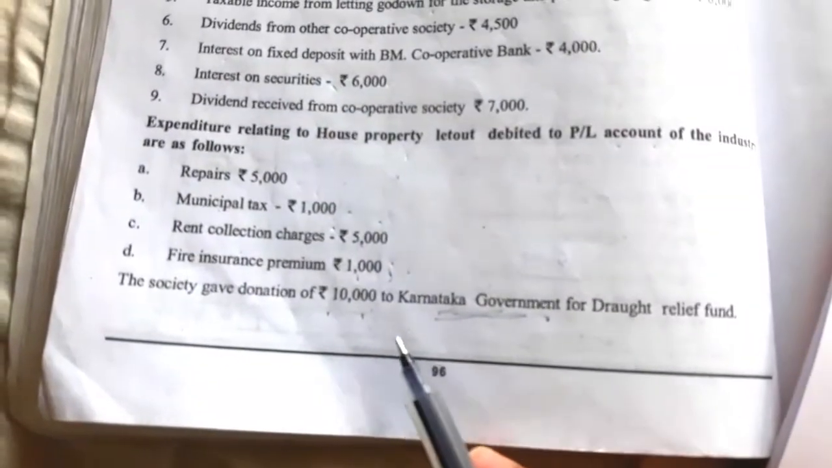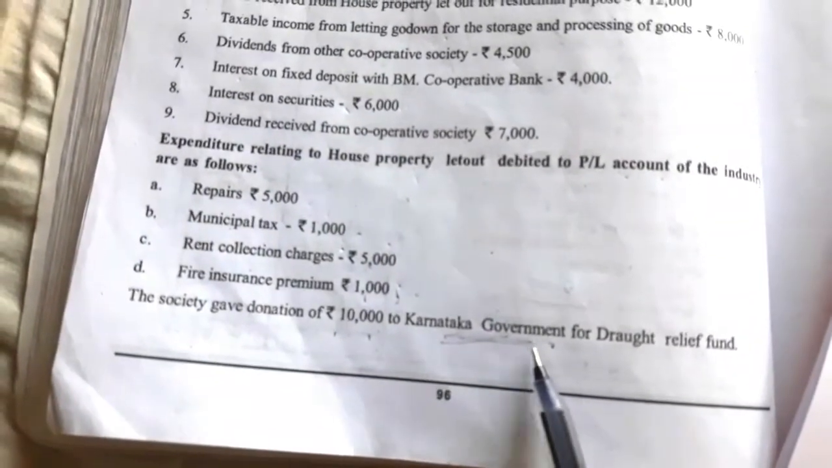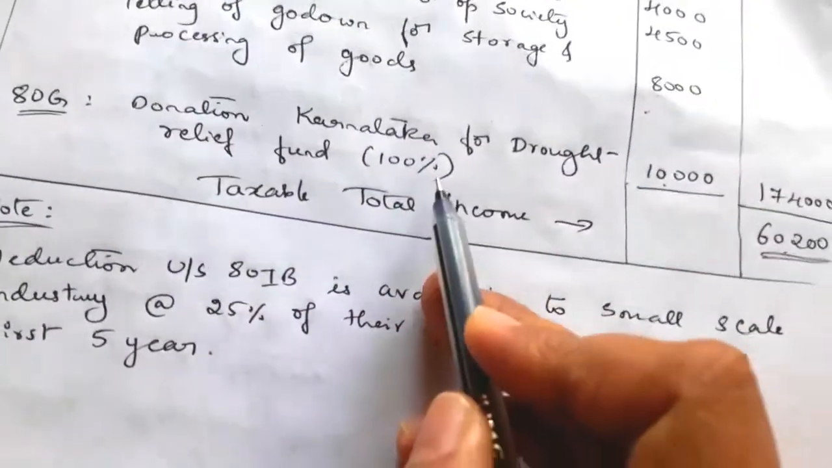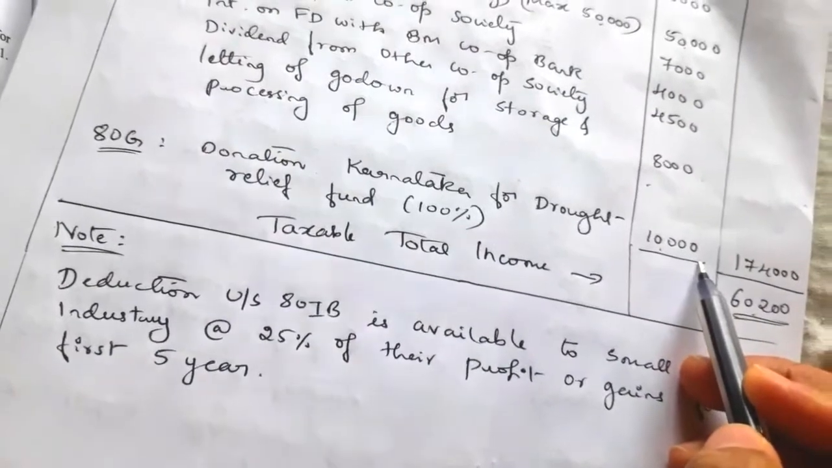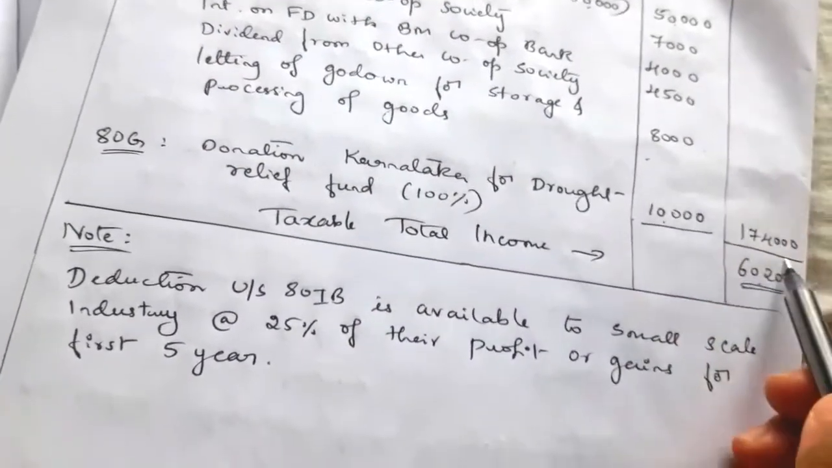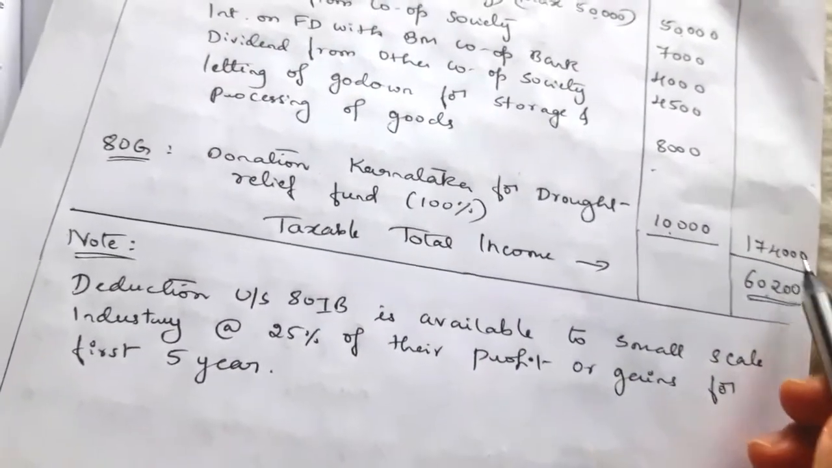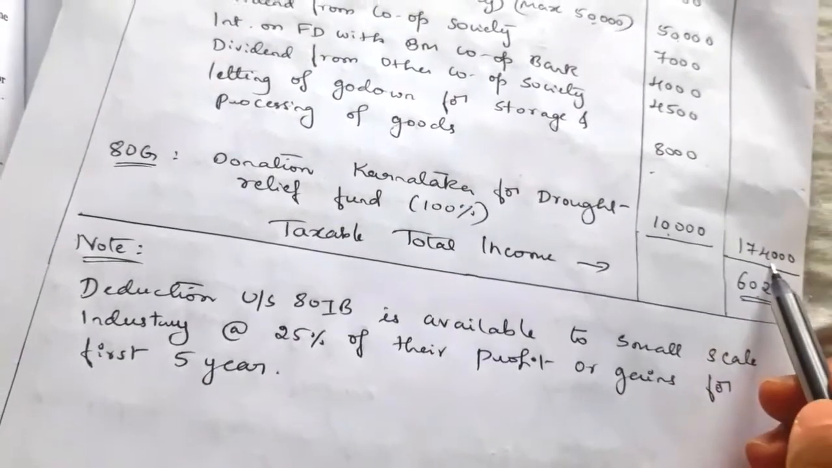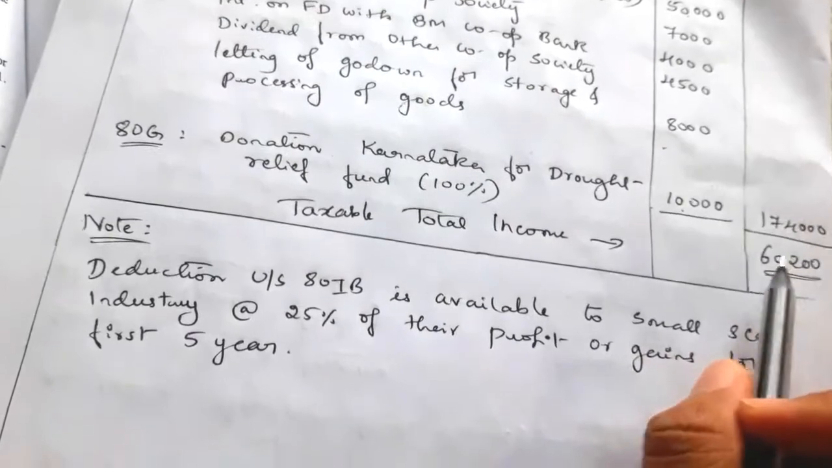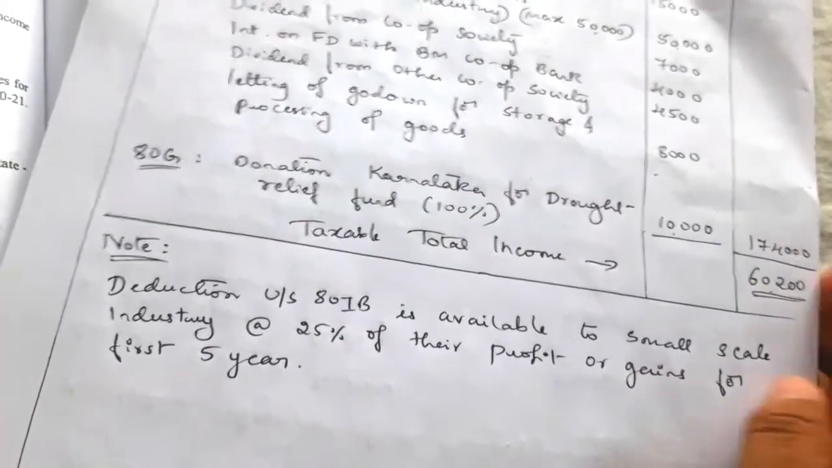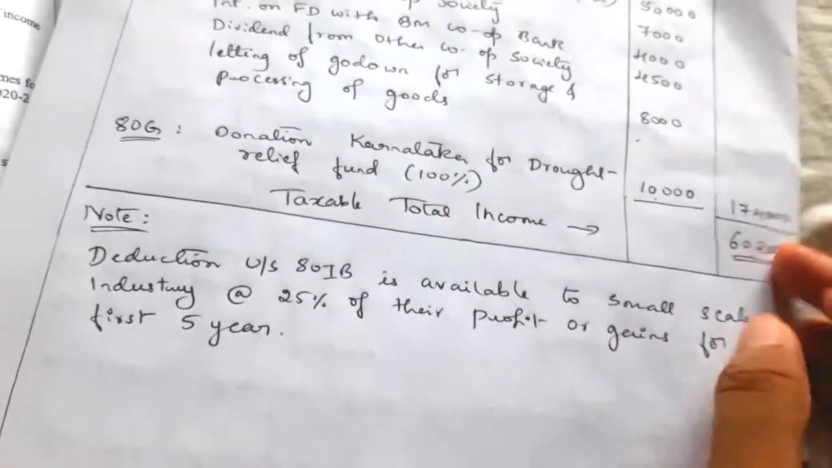Next we have 80G deduction, that is the society gave a donation of rupees 10,000 to Karnataka government relief fund. For this 100% deduction can be claimed without limit, 10,000. So total deduction is 1,74,000. If you deduct the 1,74,000 total deduction from GTI, the taxable total income will be 60,200. On this total income we have to apply the tax slab. Calculate the tax slab yourself.